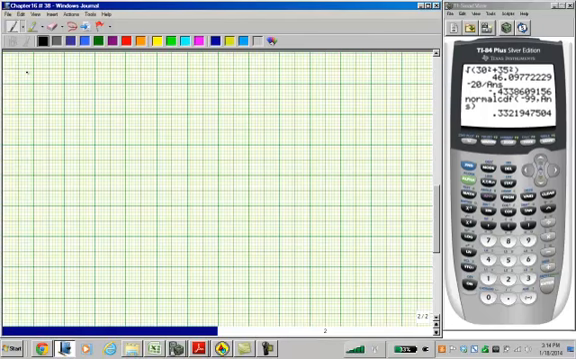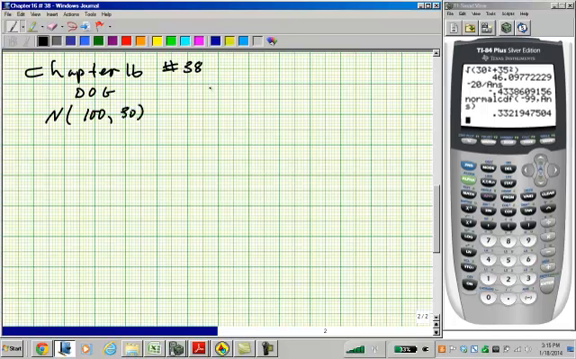Chapter 16, number 38. So you got dogs, the annual medical cost for dogs is distributed normally with a mean of $100 and a standard deviation of $30. And for cats, the annual cost is a normal distribution of $120 and $35.